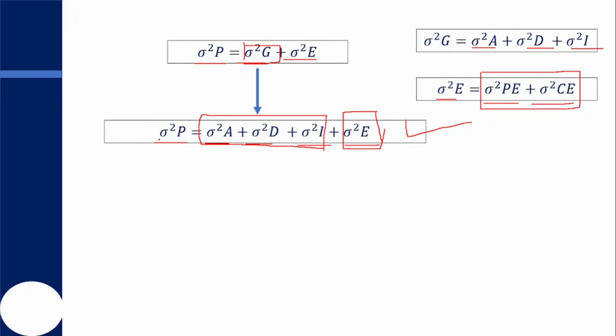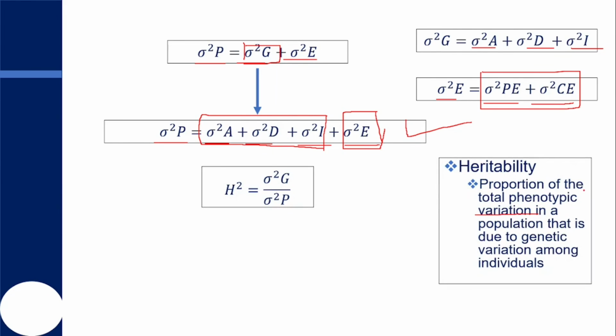So now we have seen that this phenotypic variance arises due to different components of genetic variance and different components of environmental variance. But to actually know how much of the phenotypic variance is due to genotypic differences among the individuals or environmental differences among the individuals, we use a parameter that is known as heritability. So heritability is defined as the proportion of the total phenotypic variation in a population that is due to genetic variation among individuals for a particular trait.